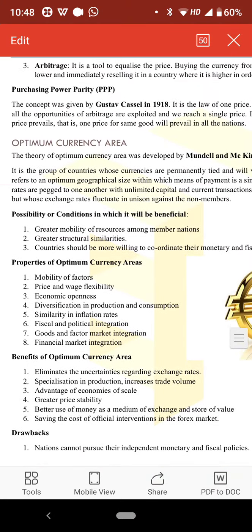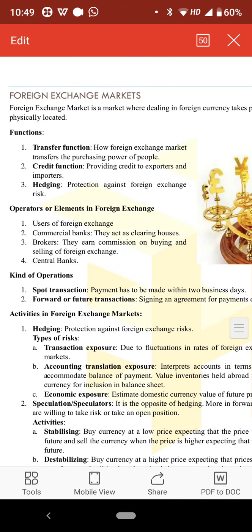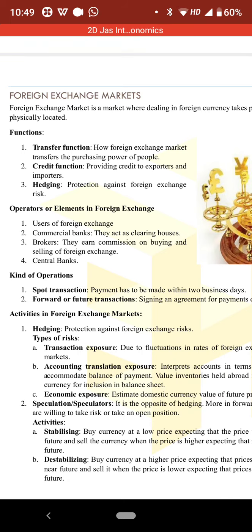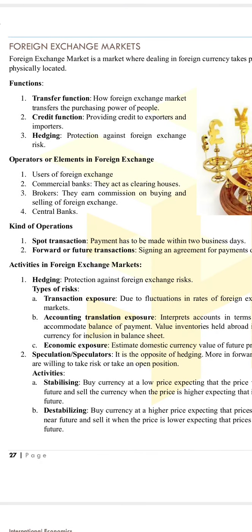So these are the conditions of the foreign exchange market. You need to understand the functions of the foreign exchange market, operations or elements in foreign exchange, kinds of operations, spot transaction and forward or future transaction, activities in the foreign exchange market, that is hedging, speculation, and in hedging the types of risk: transaction exposure, accounting exposure, and economic exposure. You need to focus on these points.